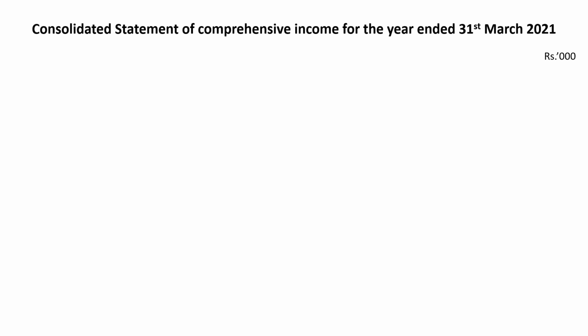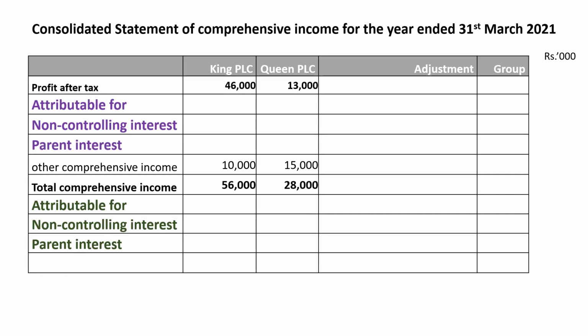Now we are going to calculate the total comprehensive income, starting with the profit after tax. Now we have to see how much of the profit after tax is attributable to the non-controlling interest. Earlier, we know that we take Queen PLC's profit and from that remove all the unrealized profit. Here 4,000 reflects the unrealized profit from the stocks and 250 reflects the unrealized profit from the non-current asset disposal.